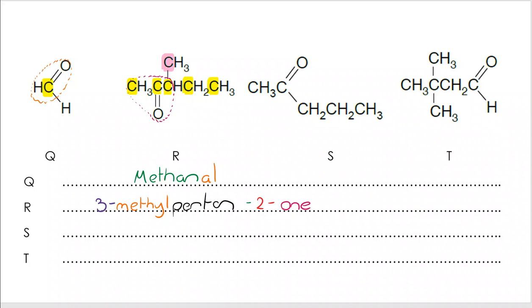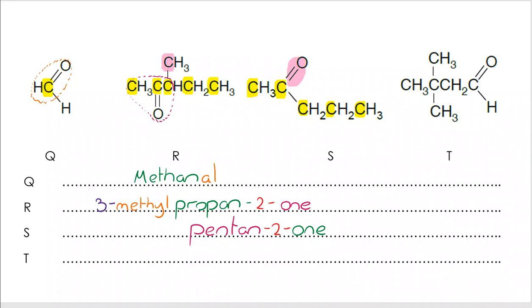So that error's not corrected on the remainder of Q, R, S and T, but remember, it's 3 methyl pentan 2-one. On the next one, we've got a longest carbon chain of 5 again. So that's pentan. It's a ketone group, so it's pentan-one. And again, we need to number where it is. So we're on pentan 2-one there.